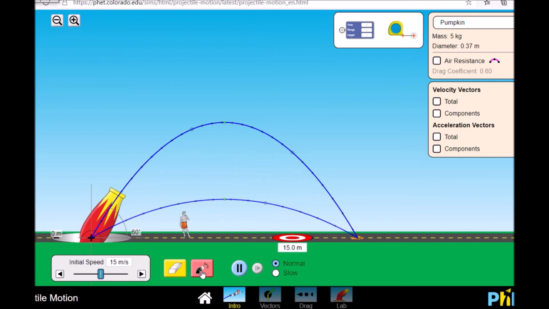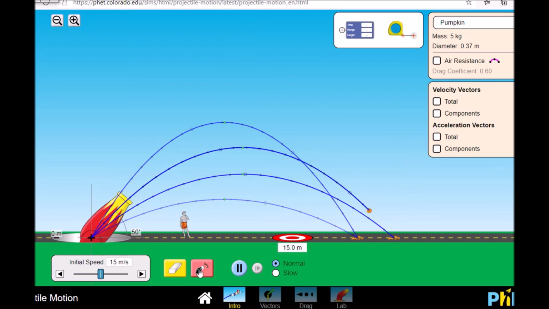If we were to go, let's see, 40 degrees, you can see 40 takes us further away. The complement to that would be 50 degrees. And sure enough, you should see that those land at the same spot.